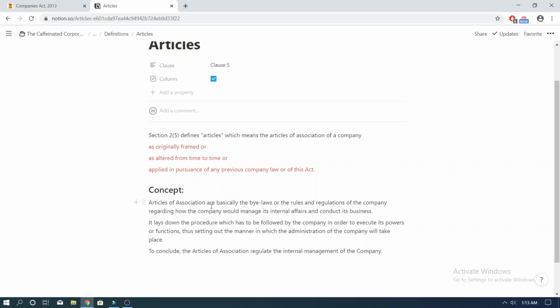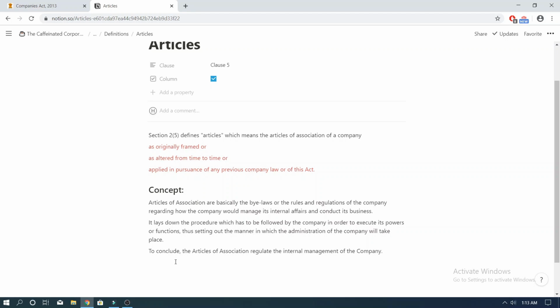Articles of Association are basically the bylaws or the rules and regulations of the company regarding how the company would manage its internal affairs and conduct its business. So, it lays down the procedure which has to be followed by the company in order to execute its powers or functions, thus setting out the manner in which the administration of the company will take place. For example, the Articles of Association would set the ground rules as to the procedure of transfer of shares of the company from the transferor to the transferee.